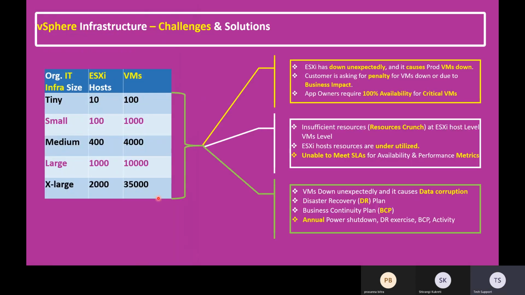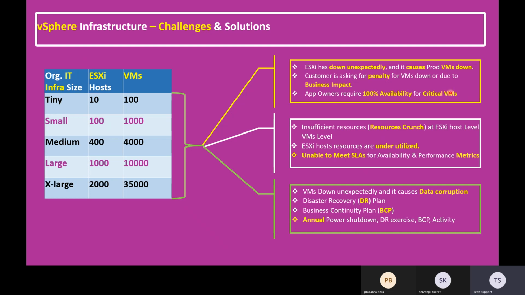So, vSphere infrastructure challenges. Any type of organization, whether small, medium, large or extra large, the issues are most common. These are the most common virtual infrastructure issues, like an ESXi host going down unexpectedly. It causes production VMs to go down. To avoid this, we have to enable the vSphere HA feature. Even if production VMs are impacted, the customer may ask for a penalty due to the business impact. And application owners also require 100% availability for critical VMs.